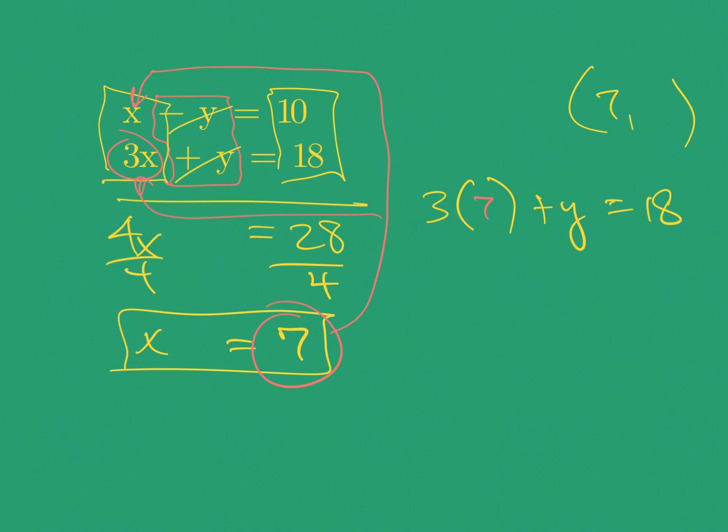We're going to take this 7, bring it right back here, and put it right here for x. We're going to substitute it back in for x in that second equation because now we know what x is equal to. 3 times 7 plus y equals 18. Guys, what's 3 times 7? 21 plus y equals 18.